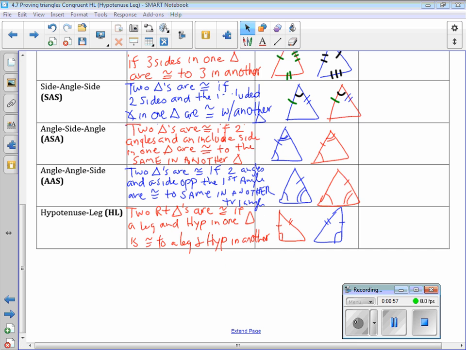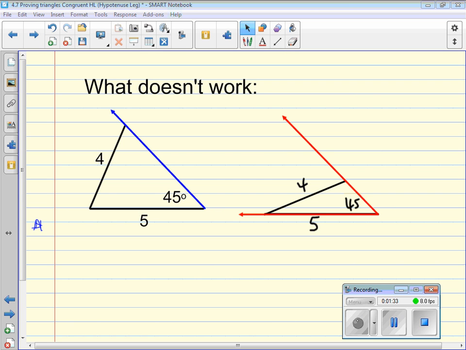All right, let's move on. So we have the last of our vocabulary here. We have hypotenuse leg on the last line. Two right triangles are congruent if a leg and a hypotenuse in one triangle are congruent to a leg and a hypotenuse in another. So I have a red and a blue triangle there. Note that they've got the right angle in there, and I could have simply said that they were 90 degrees, and we'd recognize that as a right triangle as well. But look across from the right angle, you'll see the two slashes on both triangles. That indicates the hypotenuses are congruent, and then we have a pair of legs that are congruent. That makes those two triangles congruent by HL.